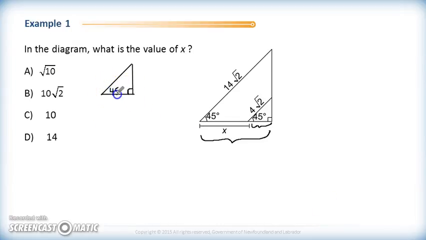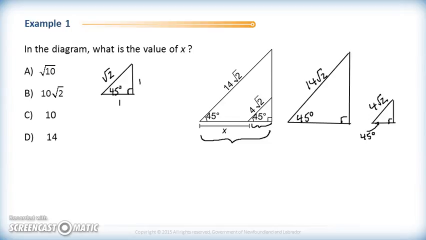So 45 goes right here, 1, 1, root 2. Notice I'm not really drawing everything to scale. This triangle really should have been smaller than even the smaller triangle in the problem. Okay, let's also begin by drawing the two triangles in the problem outside of each other. Okay, so I have the two triangles sketched.